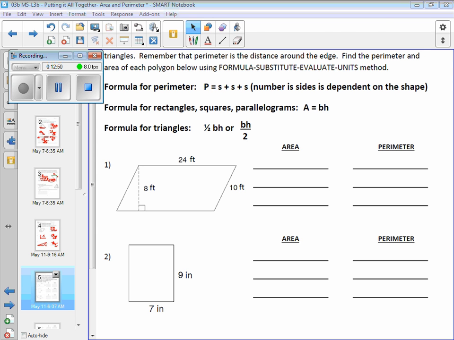Kirsten. Correct. Everything starts out with the formula. All right, what's the base of this? Don't call out, raise your hand. Steven? 24. Correct. Remember, opposite sides of a parallelogram or any rectangle are equal. So if this is 24, this is 24. If this is 10, what's the other? And you're going to see we're actually going to need it later on.